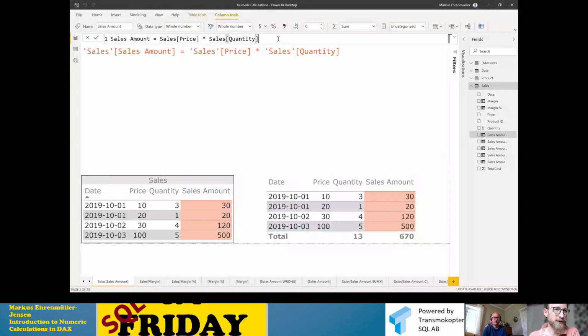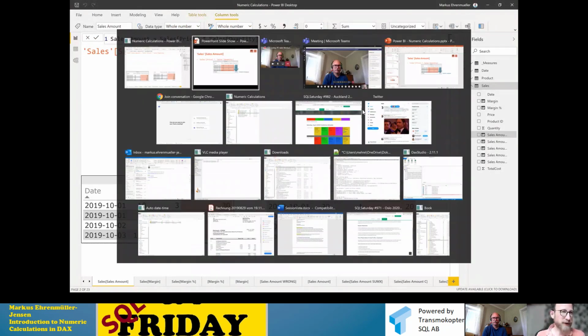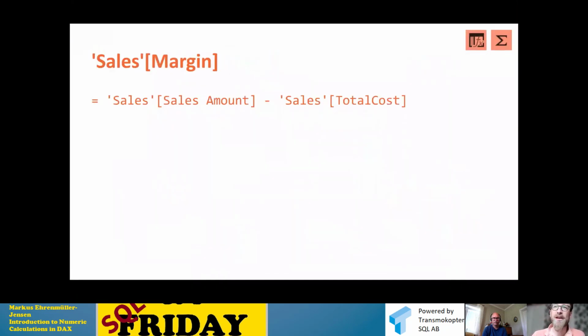To free me of always clicking there, I just replicated everything here, so it's easier for you to follow. Easy as that, I would say. The margin, how is the margin calculated? We take the sales amount, subtract the costs from it, and that's the formula for that. So minus, before we had the multiplier sign, now we have the minus sign.